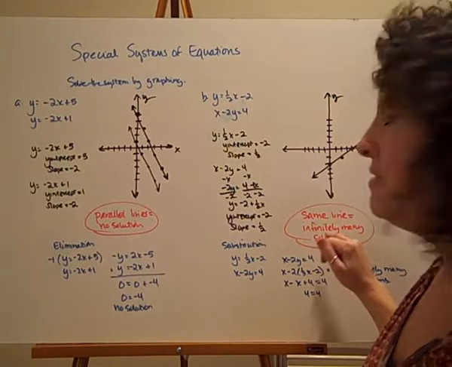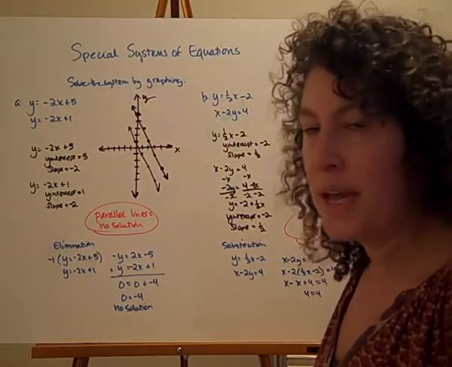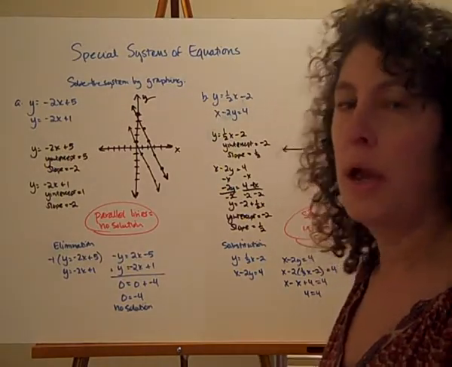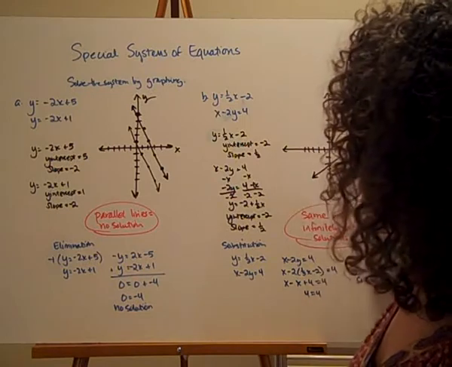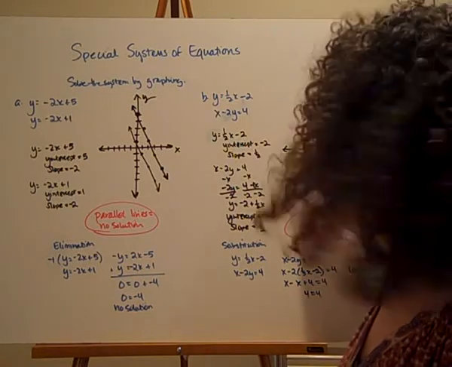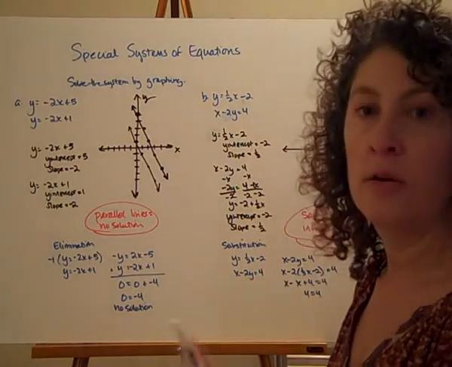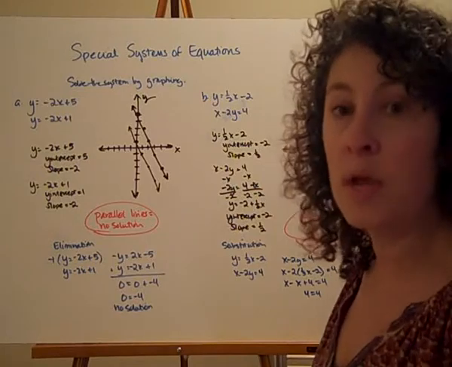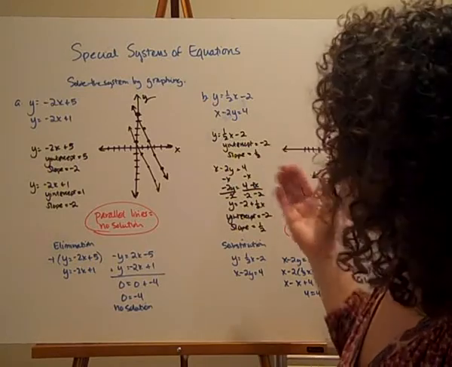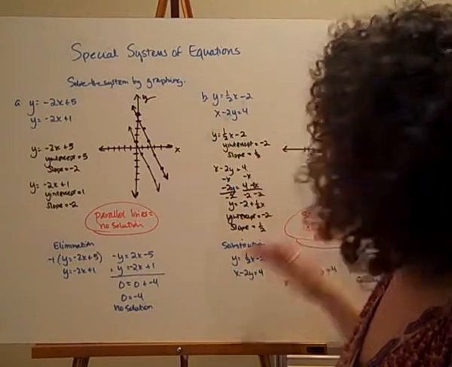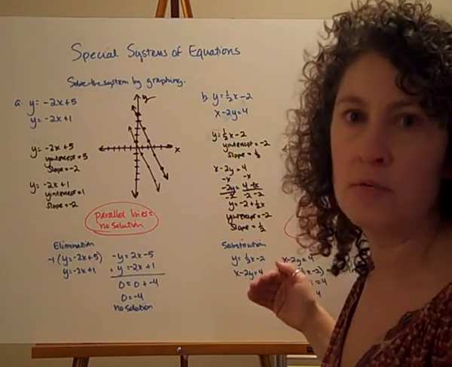So we say infinitely many solutions, which means I can't pick just any ordered pair that I want. However, there's an infinite number of solutions on that line. So any solution on that line for one equation will also work for the other. So infinitely many solutions. We've seen what it looks like with a graph. What does it look like if I solve this system of equations another way?